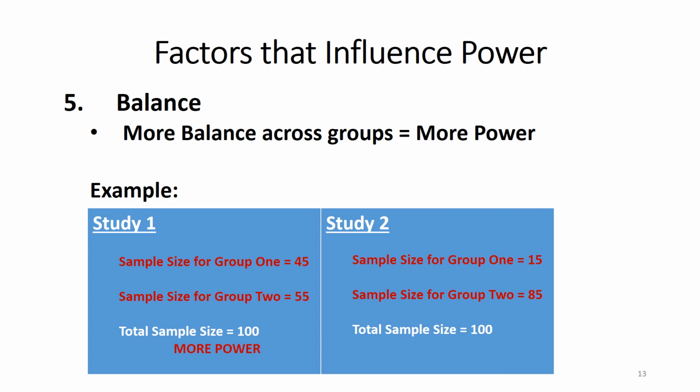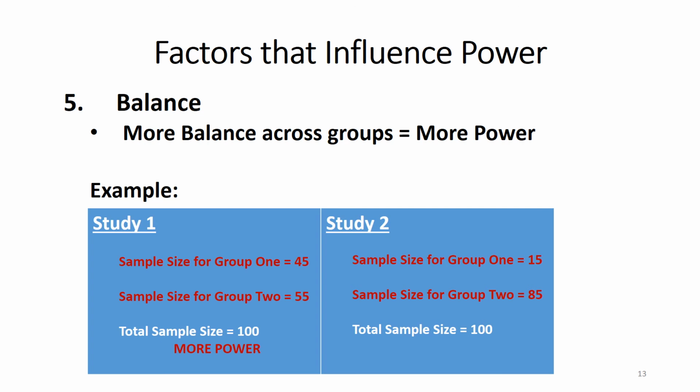And then let's contrast that with study two. Once again, just think common sense here. Imagine that the sample size for group one is only 15, so pretty small. And then the sample size for group two in this study is 85. I hope you see the disparity between the balance here. 15 people representing one group and 85 representing another group. Well, whose story is going to be told better? Whose story is going to be more representative of what's really going on with that group? It's probably going to be group two, and group one is not very well represented.